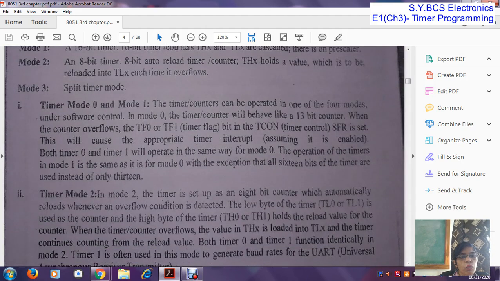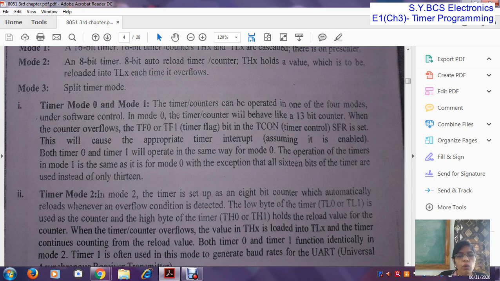Now timer mode 0 and mode 1. The programming of these two modes is similar. The timer/counter can be operated in one of the four modes under software control. In mode 0, the timer/counter behaves like a 13-bit counter. When the counter overflows, TF0 and TF1 are set. TF0 is the timer flag for timer 0 and TF1 is the timer flag for timer 1, which are bits in TCON, the timer control register.